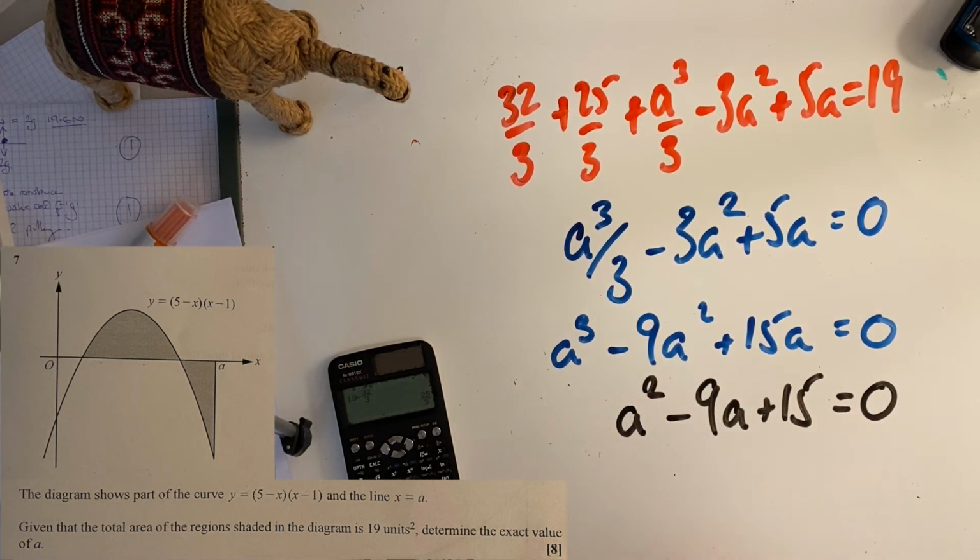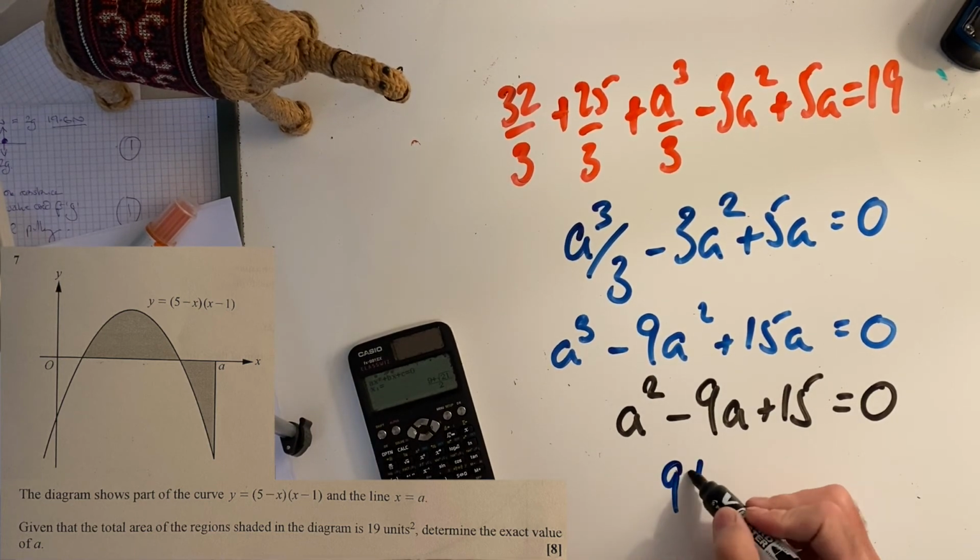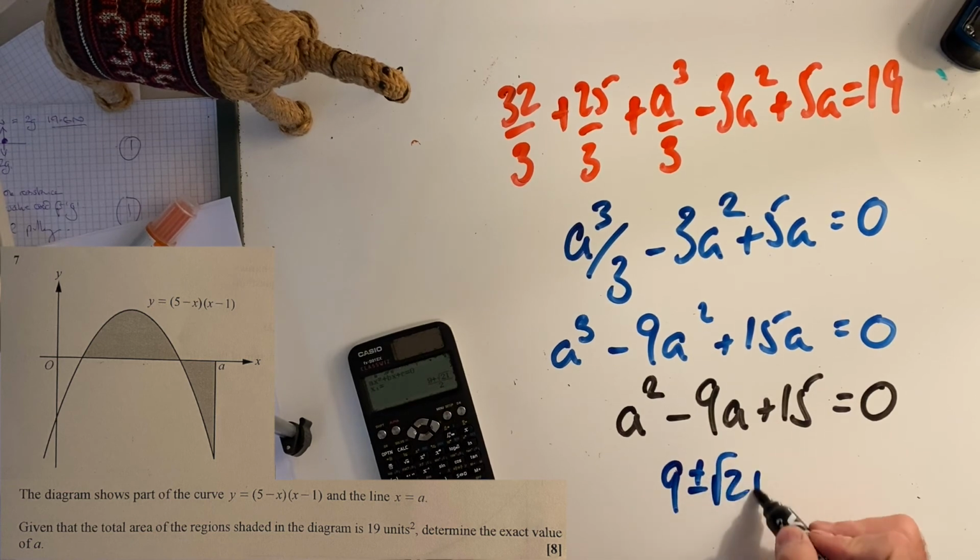So here we go. Put that into my calculator. Again, it's really powerful, these calculators nowadays. So it's a polynomial, degree 2. Put 1, my first coefficient, -9 as that coefficient, and 15 as that coefficient. Press equals, and I get 9 plus or minus root 21 over 2.